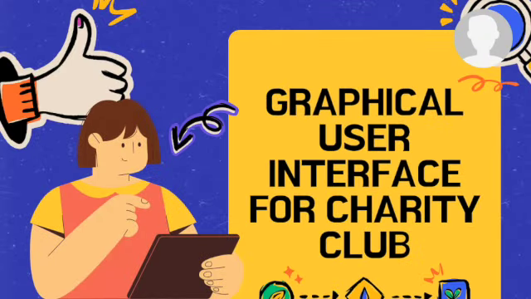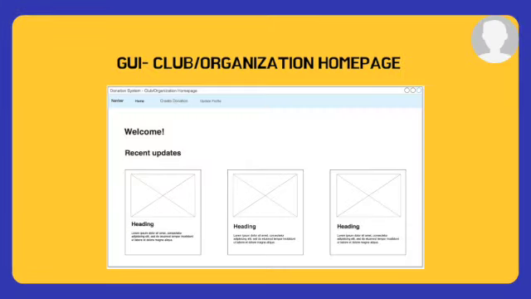Alright, now we move on to the graphical user interface for the Charity Club role. The first one is the GUI of the club organization homepage. Basically, this GUI contains recent updates. There are three cards of content, and the cards display a brief introduction of recent updates, for example, the ongoing donation and the total collection of the donation itself.